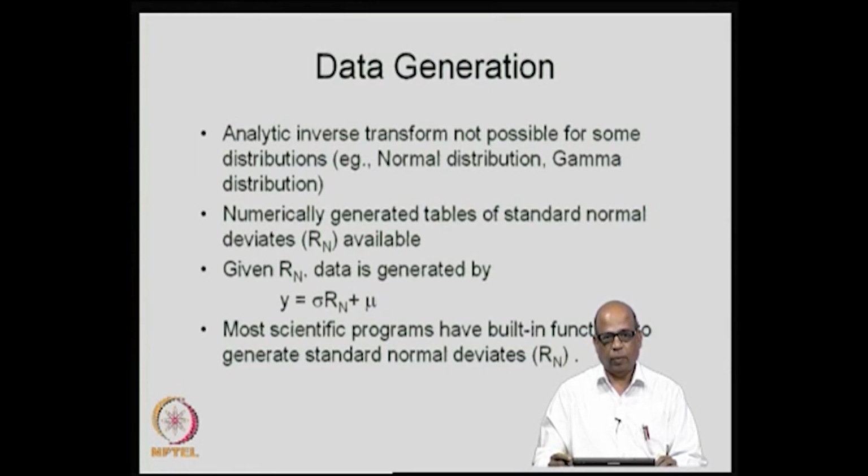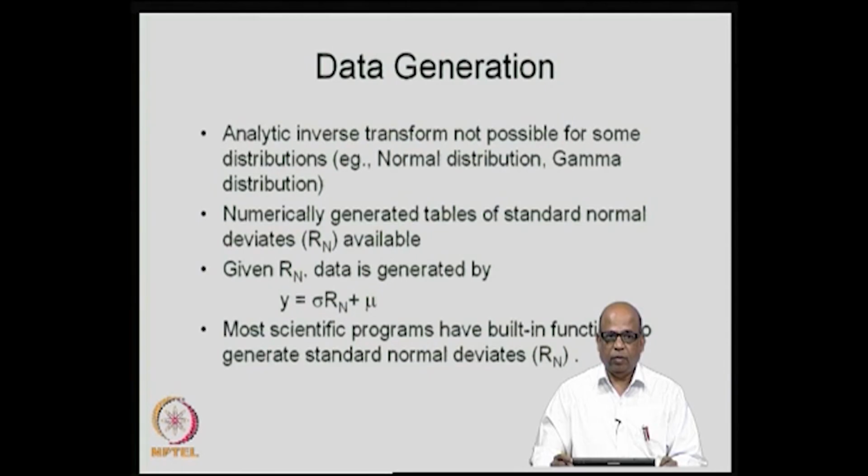But there are many situations, many distributions, for which this is not possible. For example, you take the normal distribution. The CDF of the normal distribution, it is not possible for you to solve analytically for y given F of y, that is the capital F of y, which is the CDF of y. Similarly, for the gamma distribution, it is not possible to solve for y given F of y. In such situations, we may use different techniques or different ways of handling this difficulty.